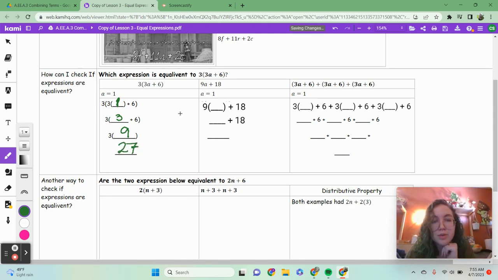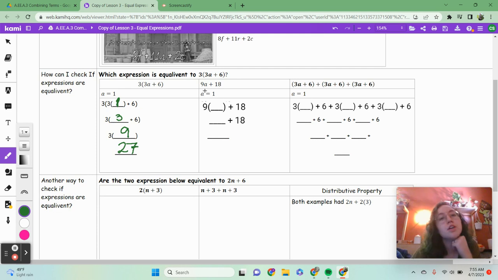Okay, so with our second expression, if these two expressions are equivalent, we'll get a 27 at the end. So let's see if that happens. When I plug in a 1 for my a in 9a plus 18, 9 times 1 is 9. 9 plus 18 is 27. Great, so these two expressions are equivalent at a equals 1.